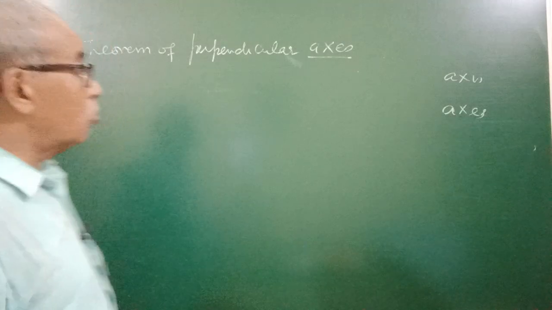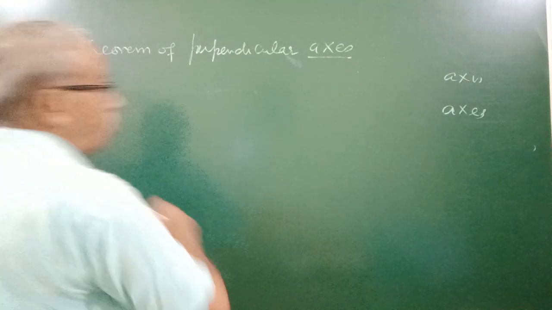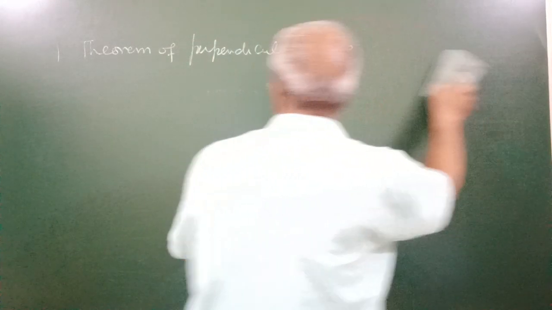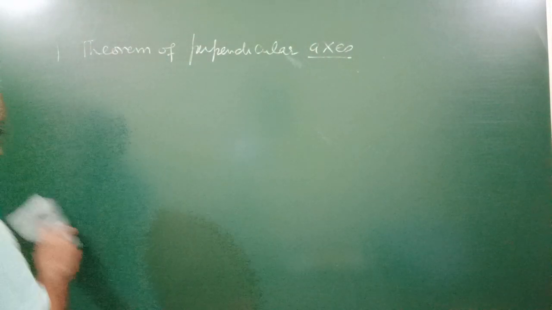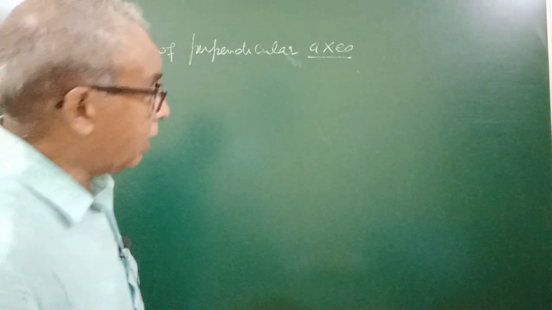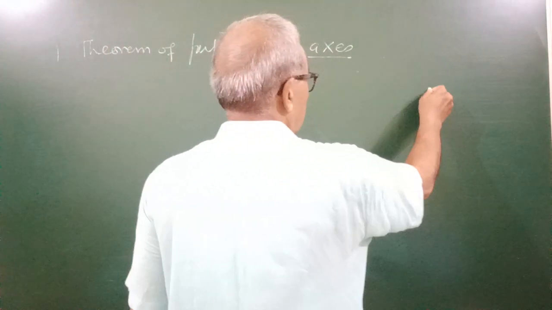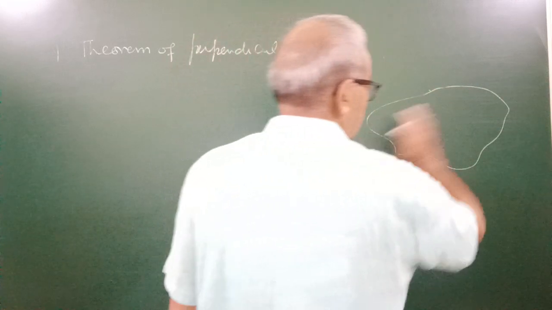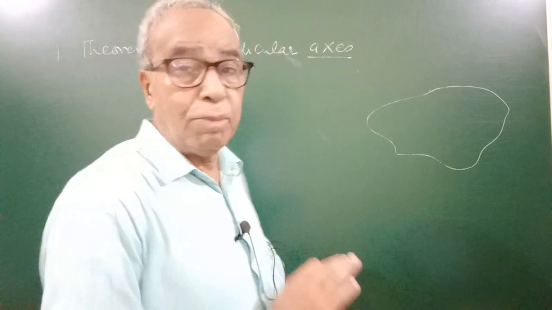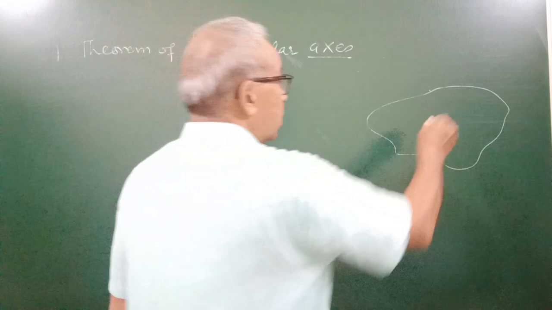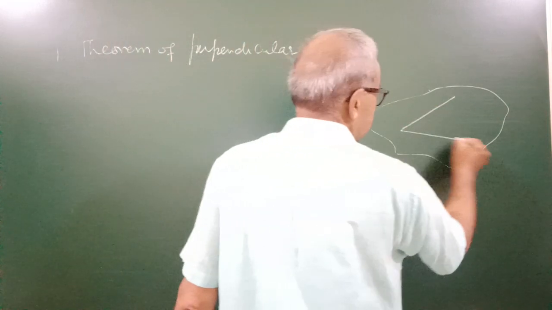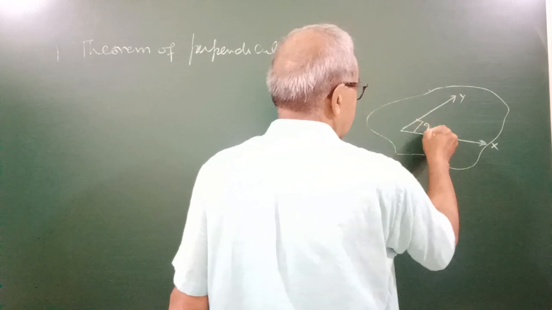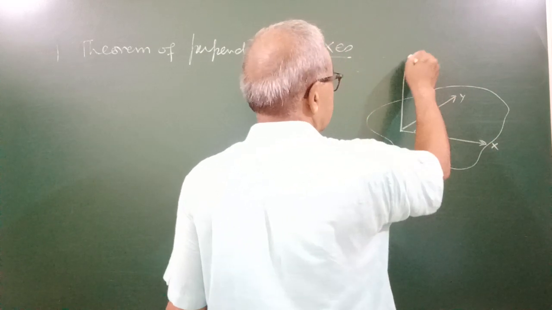So what is the statement of this theorem? It is not easy to remember, but it is applicable and makes things very simple. Theorem of perpendicular axes. Suppose it is any lamina, irregular in shape but with the same mass distribution, only then it will be a lamina. Here it is one axis, this is the other axis, the x axis like this. This is the y axis. Here again it is 90 degrees, and this is the z axis.